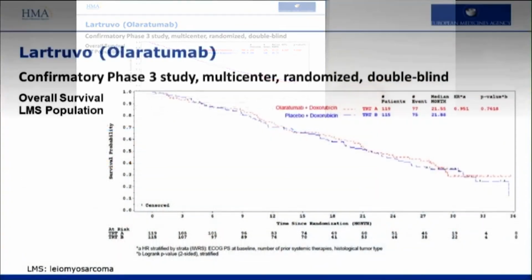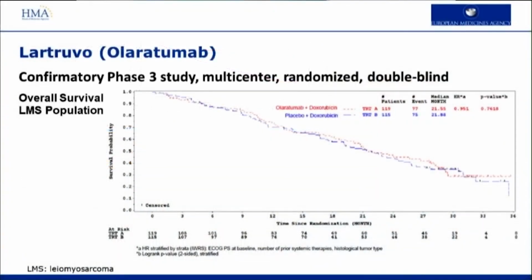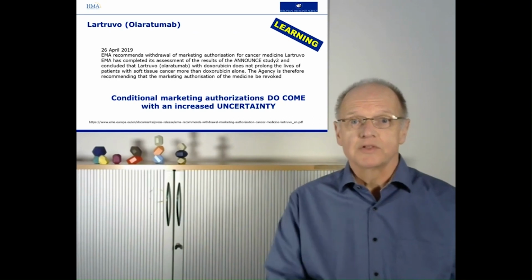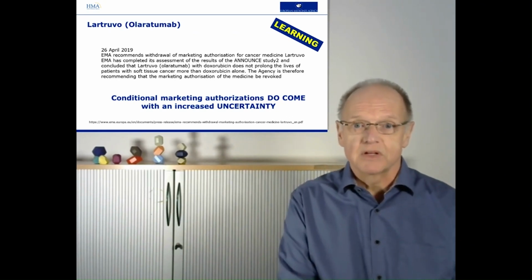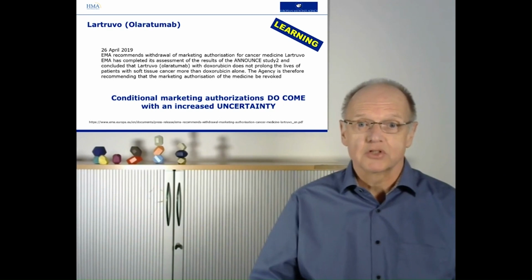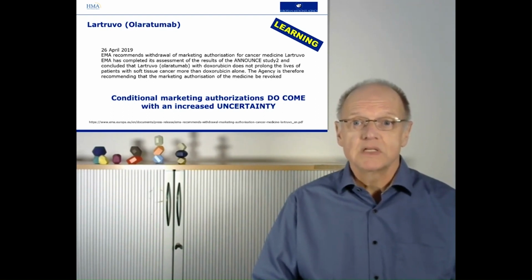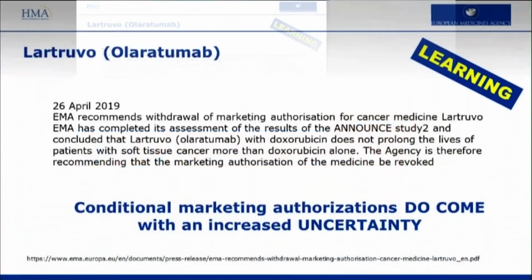And even focusing on the subgroup with leiomyosarcoma did not help. So the conclusion was inescapable. The positive benefit-risk balance has not been confirmed. As a consequence, this conditional marketing authorization application did not make the transition to a full marketing authorization. Rather, the marketing authorization was withdrawn. The higher uncertainty of a CMA is just that, a higher uncertainty, which means the seemingly clear positive benefit-risk may not be confirmed in the end.